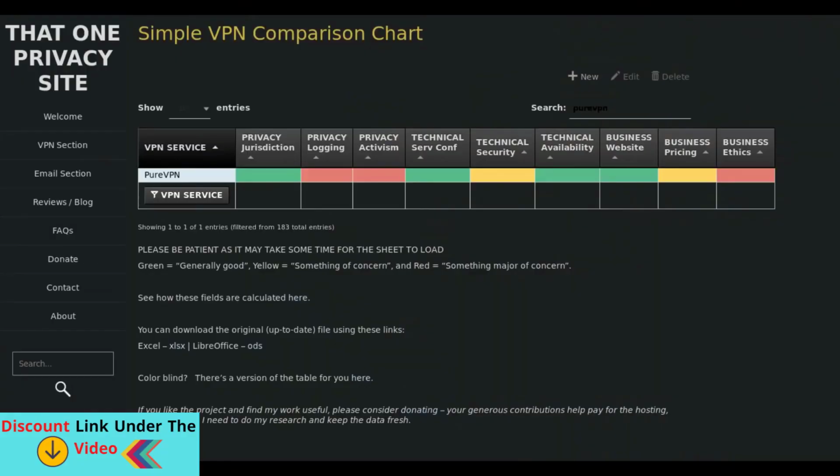But I did say that I would talk a little bit about my comprehension of security on it. Now, a lot of people, whenever I talk about security and VPNs, point me to that oneprivacysite.net. So I looked up PureVPN on it, and there were actually a few red marks on its entry here. I'll put a screenshot of the One Privacy site, so you should be having a look at that now. And as you can see, when it comes to privacy logging, privacy activism, and business ethics, those are 3 red points, which are probably going to be alarm bells to a few of you. So definitely take that into consideration.